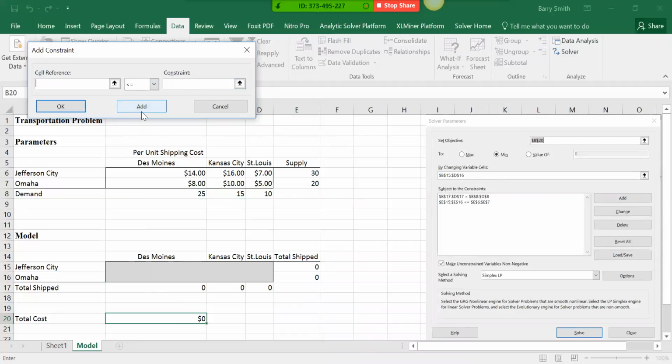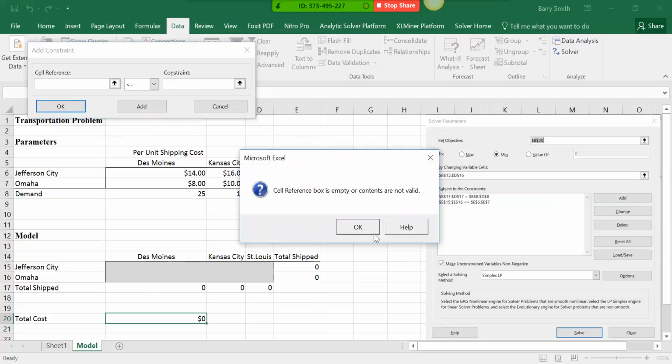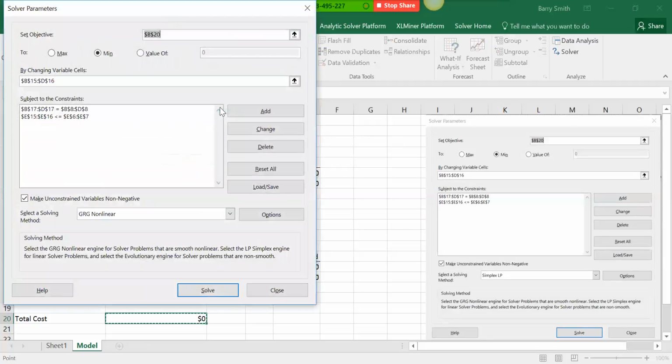And then what else do we have? Well, our total shipped, the E15 and E16, has to be less than or equal to the supply, because it can't be more than the supply. We can't have it be greater than the supply, so that's why it's less than or equal to. It's not necessarily going to be equal, so it has to be less than or equal to. Let's add that one, and then we should be done with all our constraints.